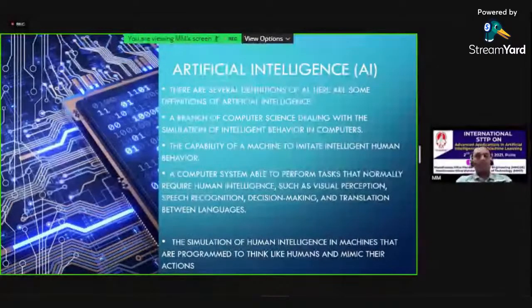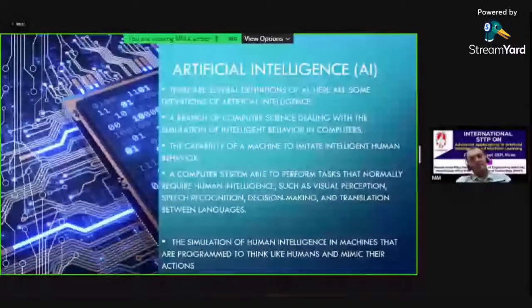It is also considered a computer system able to perform tasks that normally require human intelligence, such as visual perception, speech recognition, data mining, or translation between widely used languages, like language interpreters. You can have one language and it can be easily translated into another human language. Basically, it is designed to mimic human behaviors. So we'll see what the categories are.